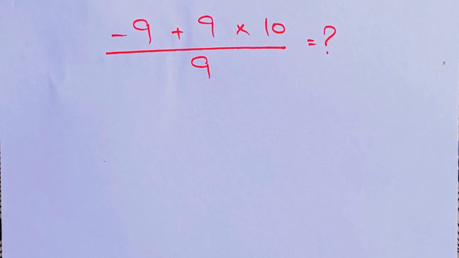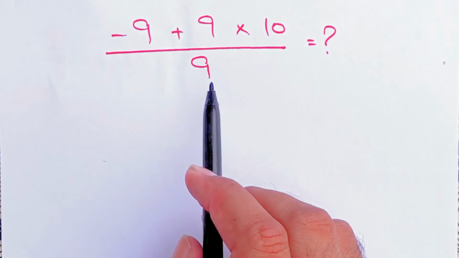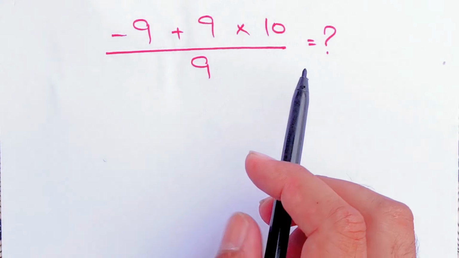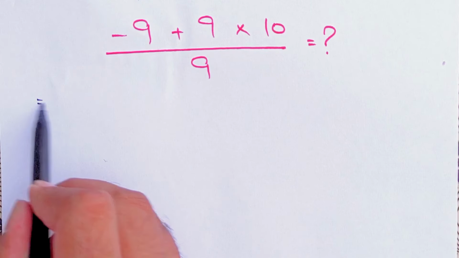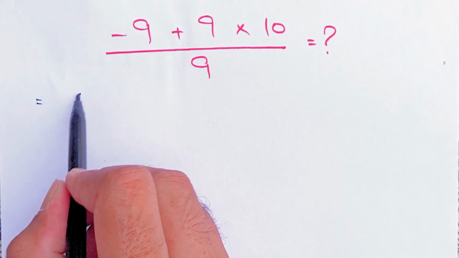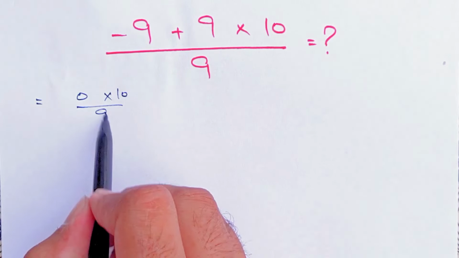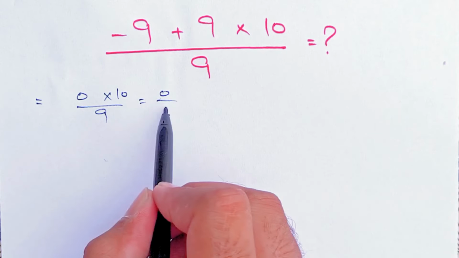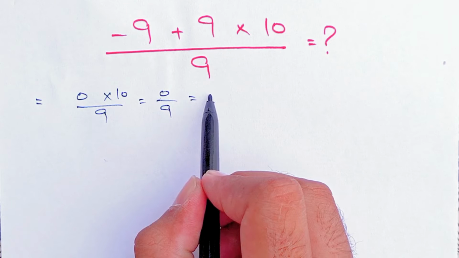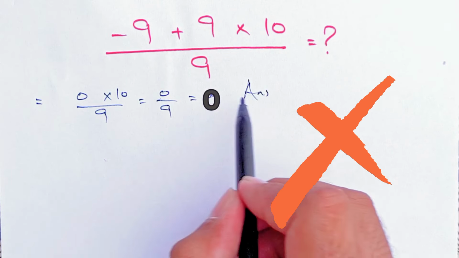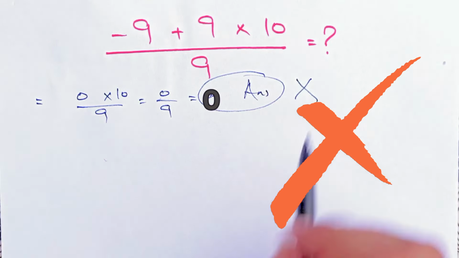In this video, we want to find the value of this fraction: (-9 + 9) × 10 divided by 9. Are you ready to solve? Let's go ahead. Here, -9 + 9 is equal to 0, so 0 times 10. And we know, if 0 multiplies with any number, it gives us just 0. Now 0 divided by 9 gives us 0. But according to math, this method is wrong.